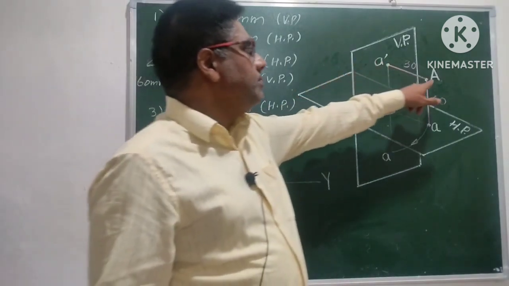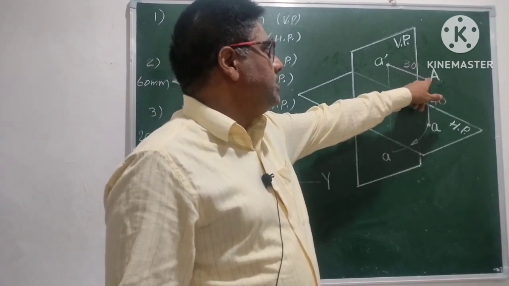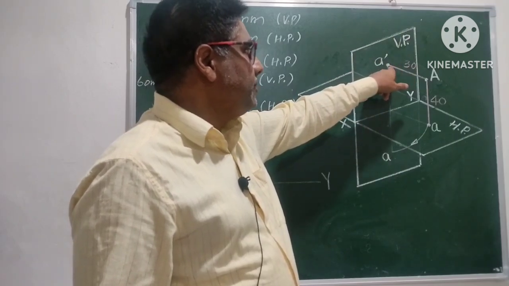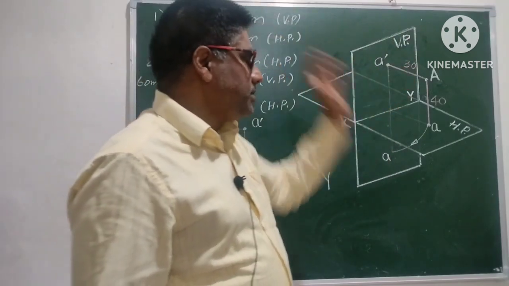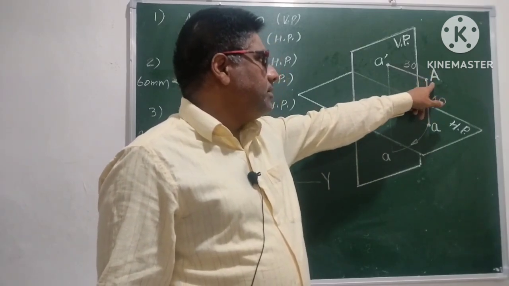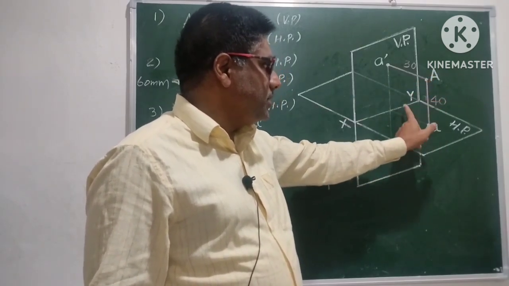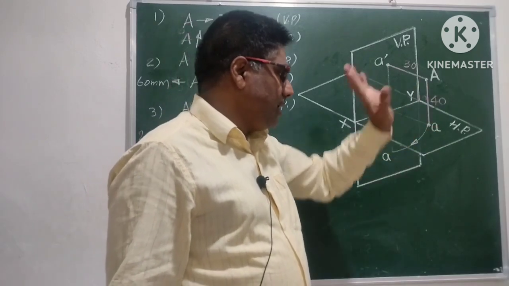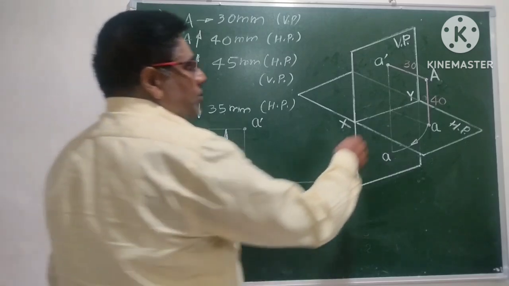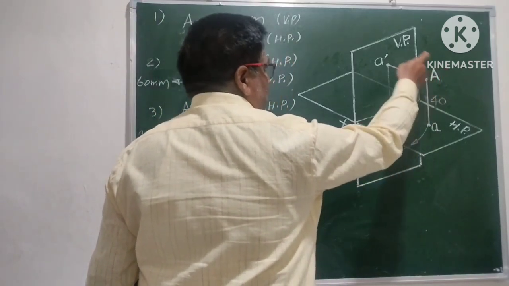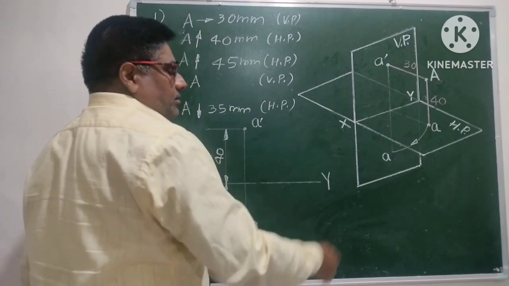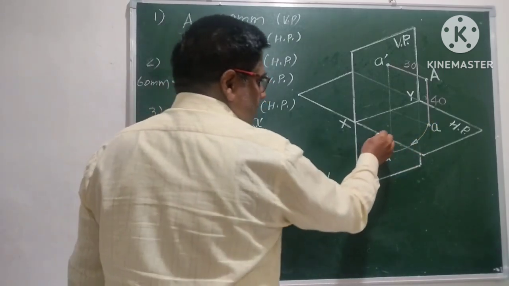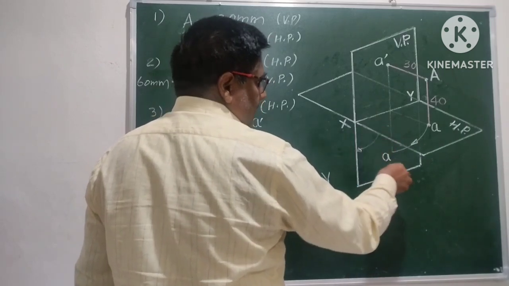To get the front view of this point, we are supposed to project this point on the vertical plane such that we will get its front view as A dash. To get the top view of this point, we need to project this point on the horizontal plane and the top view is small a. Now after getting projections of this point on VP and HP, we are supposed to rotate this horizontal plane through 90 degree.